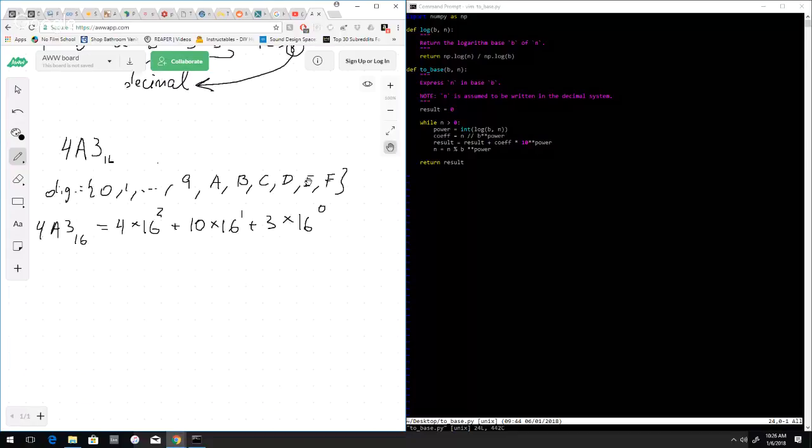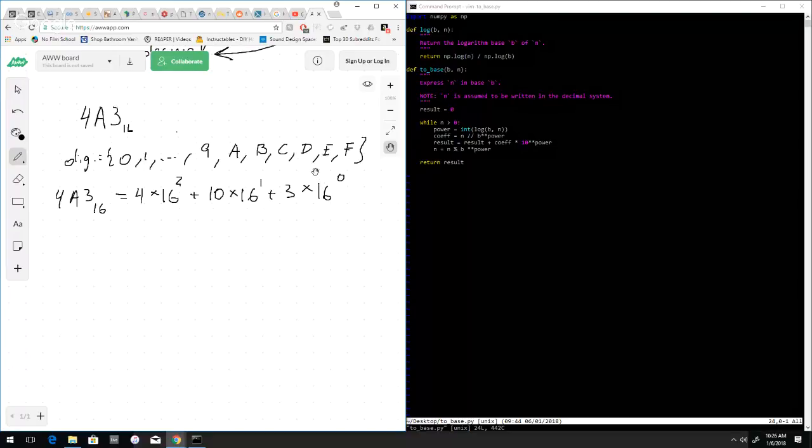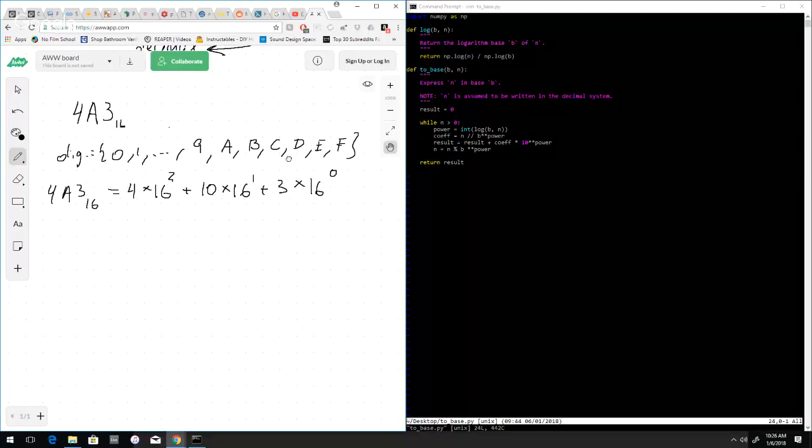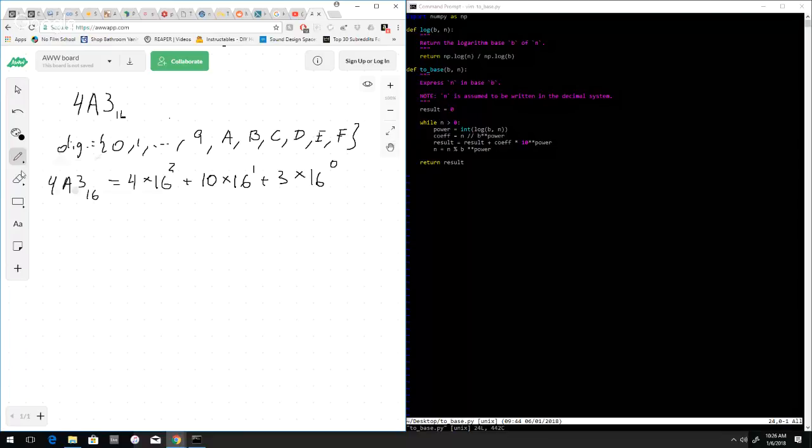Now the question becomes, how do we go in the other direction? If I give you a number in the decimal system, how do you go in the other direction? So suppose you have a number 13, and this is in the decimal system. This is the regular 13 we know. Now I'd like to write 13 in the binary system. What is the binary system? This is a system where my digits consist of the set of 0 and 1. That's all. Base is 2. Why 2? Because I only have 2 digits.